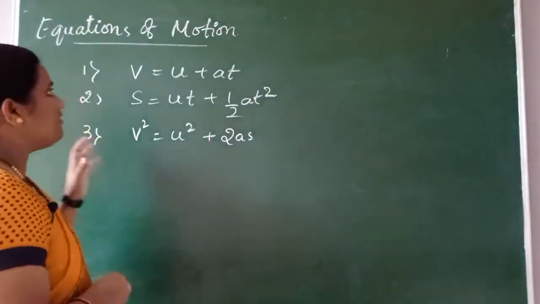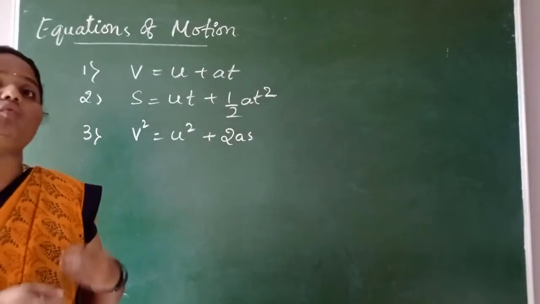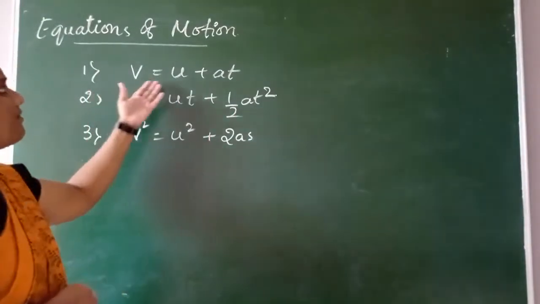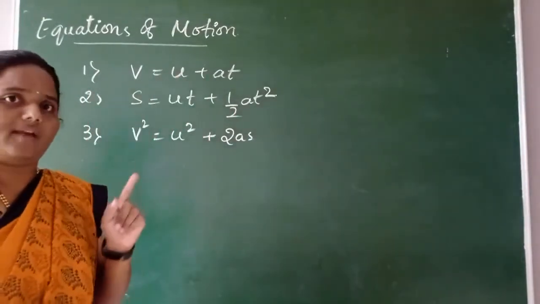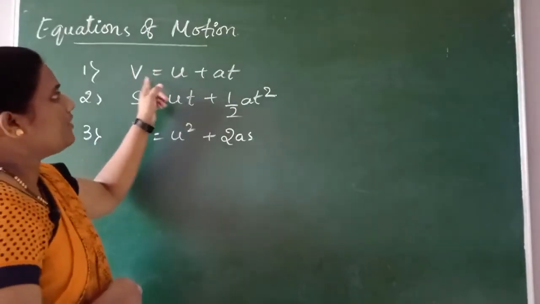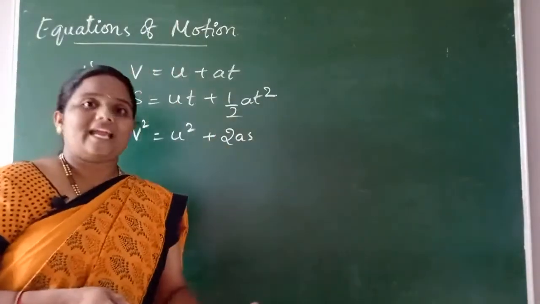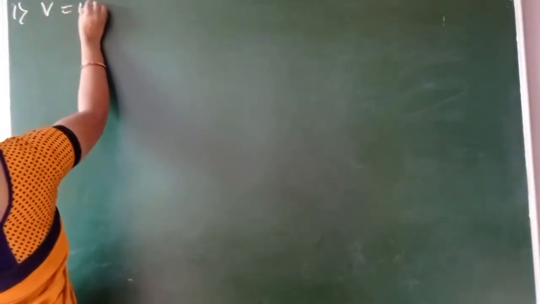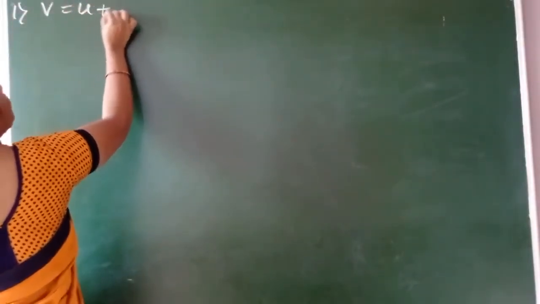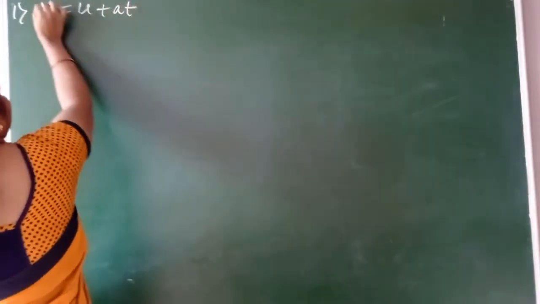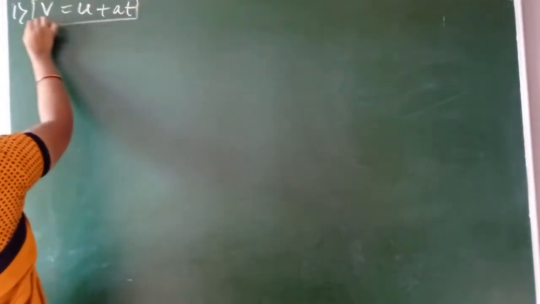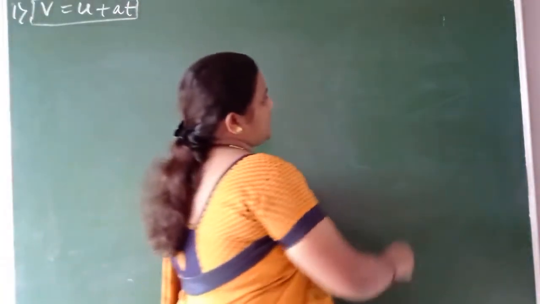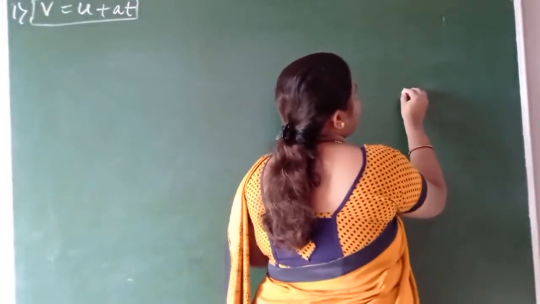So first we will derive the equations one by one, children. We'll start with the first equation, that is v is equal to u plus at. Now we will derive the first equation of motion, v is equal to u plus at. This is called the first equation of motion. Consider an object moving from the point O, children.